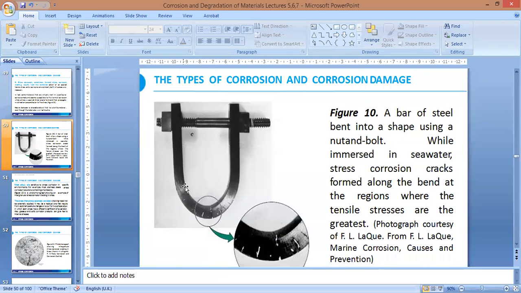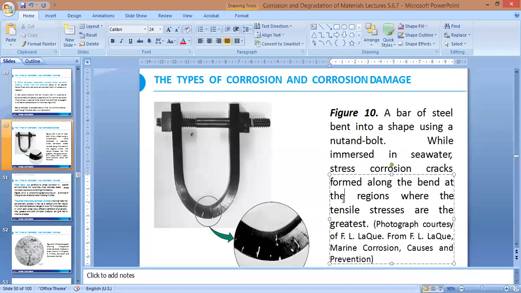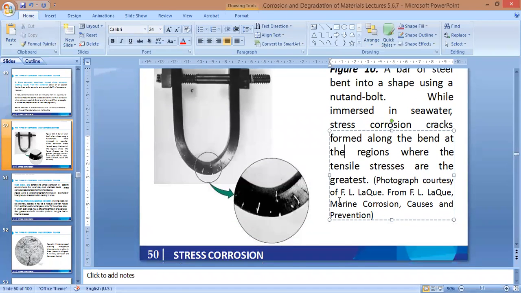So as you can see, this bar under normal conditions, just like anywhere in your house, will not form these cracks. But when it's bent like this and then put in a salty solution, for example, or an acidic solution, it now begins to corrode at the bend. You begin to see these cracks at the bend just before failure. This is an example of stress corrosion.